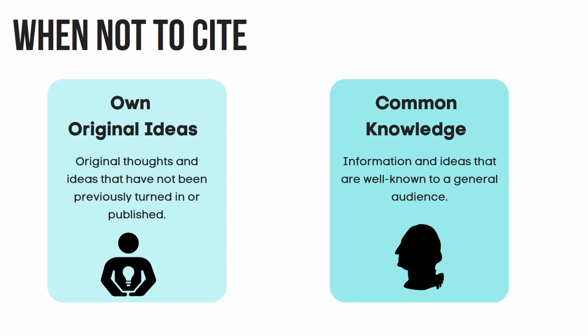Common knowledge is another thing you won't need to cite. This is information and ideas that are well known to a general audience. So this will change over time depending on what people know. But a good example is the first president is George Washington. Pretty much everyone knows that. There's not like an original source for that, so you don't need to cite it. Again, if you have any questions about what counts as common knowledge, what doesn't count, please ask your librarian.